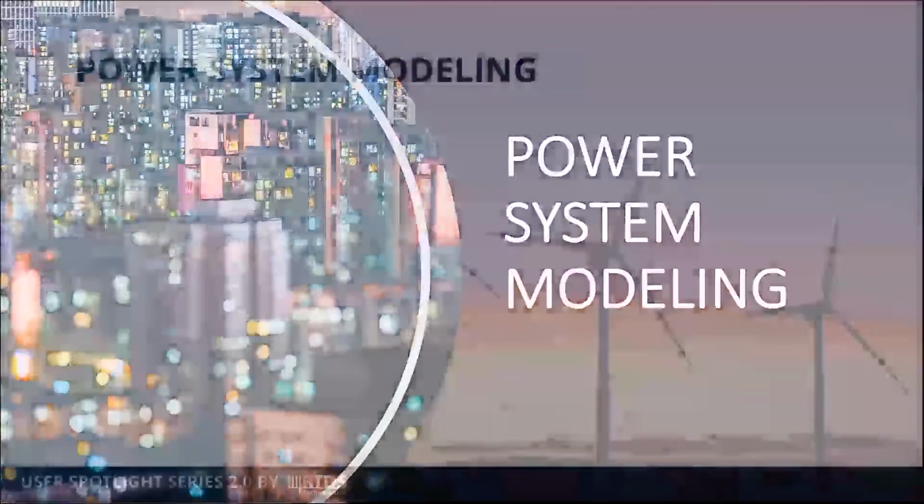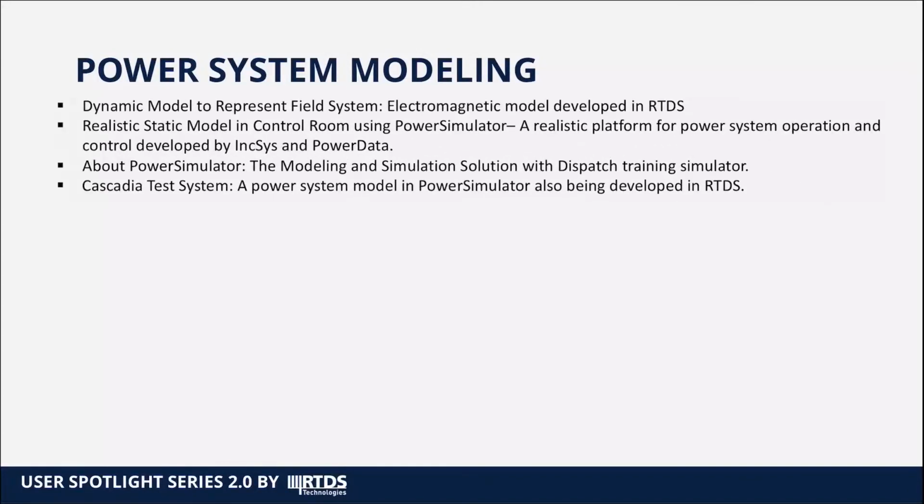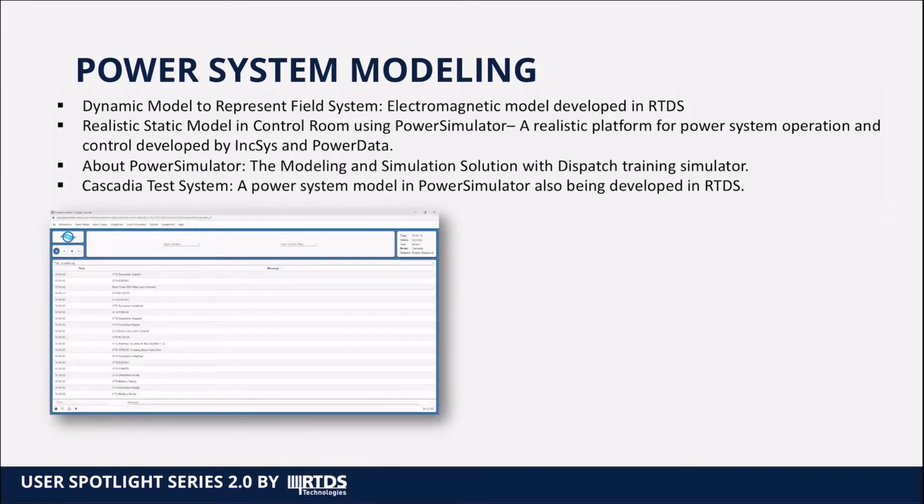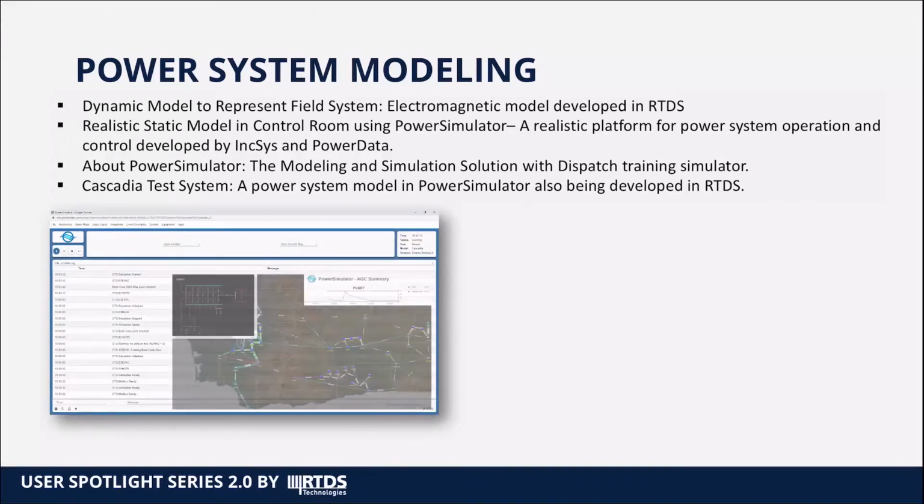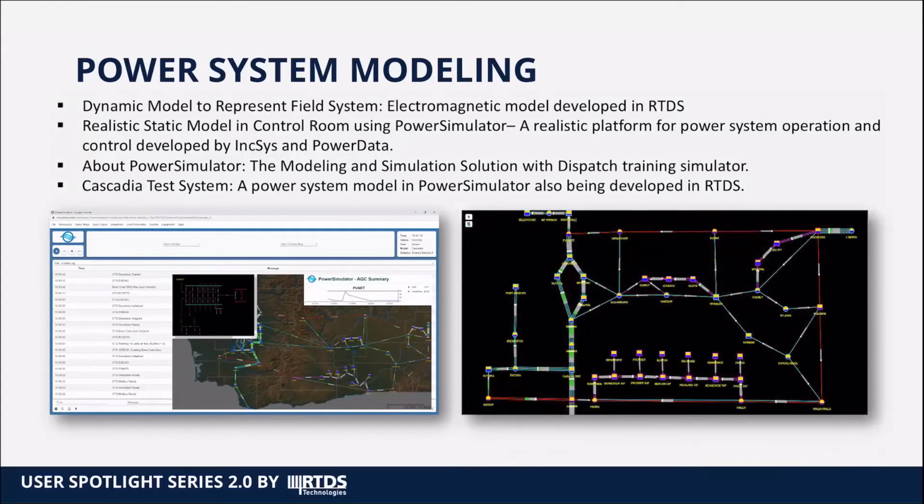Now let's start from the power system modeling portion. So we have developed a dynamic model to represent the field systems. This is an electromagnetic model developed in RTDS. And we have also developed a realistic static model in the control room using Power Simulator. Power Simulator is a realistic platform for power system operation and control, which is developed by INSYS and Power Data. It's also a dispatch training simulator where users can interact with Power Simulator to get training as a control room operator using different cyber-power scenarios.